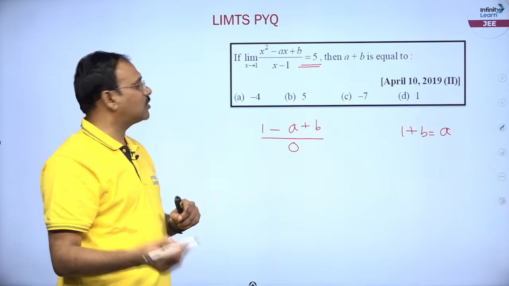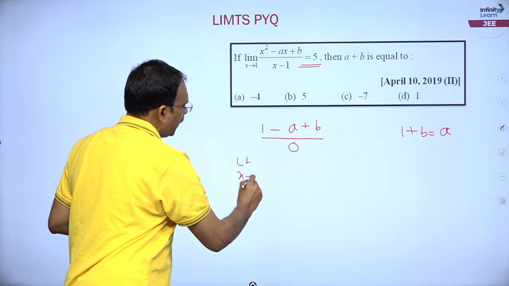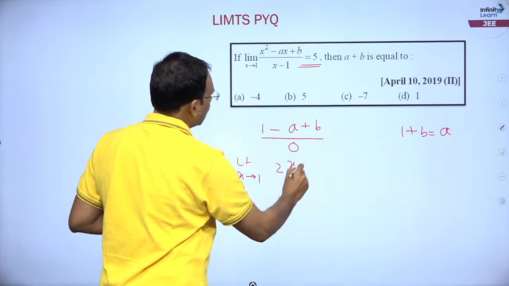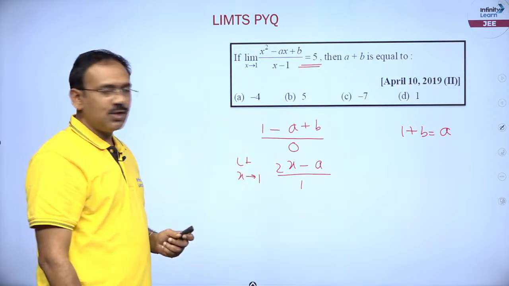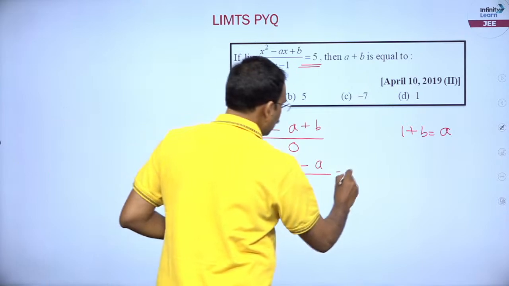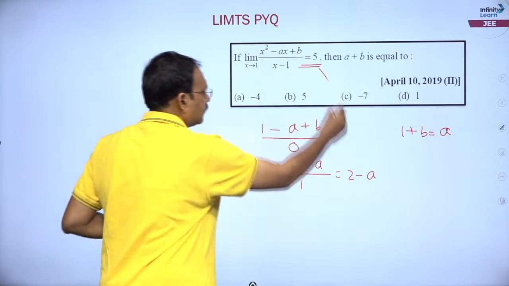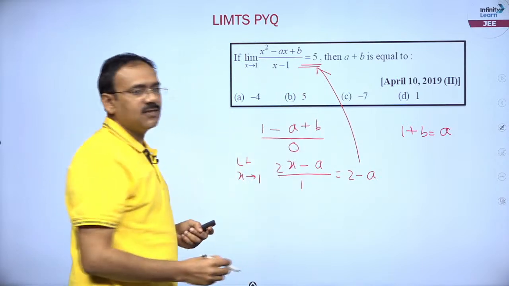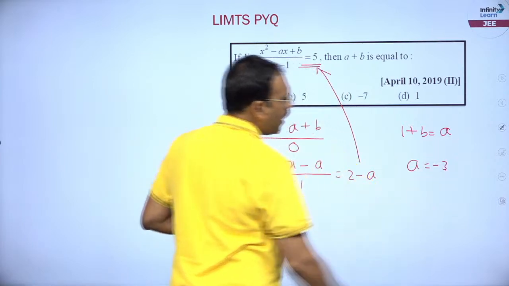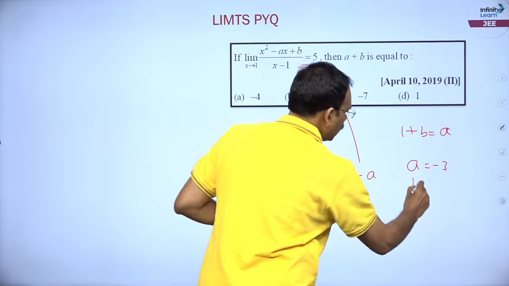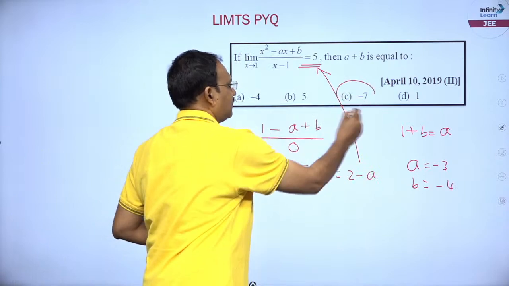Then the next step, dear students, it is like 0 by 0 now. So you just apply L'Hospital's rule, 2x minus a by 1. So what about the limit? Substitute x tends to 1, the limit is 2 minus a, but he has given the limit as 5. So 2 minus a is 5, so a must be minus 3, dear students. If a is minus 3, b is going to be minus 4. So a plus b is going to be minus 7.